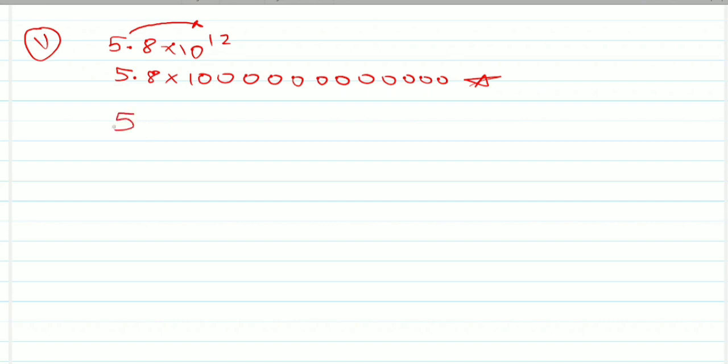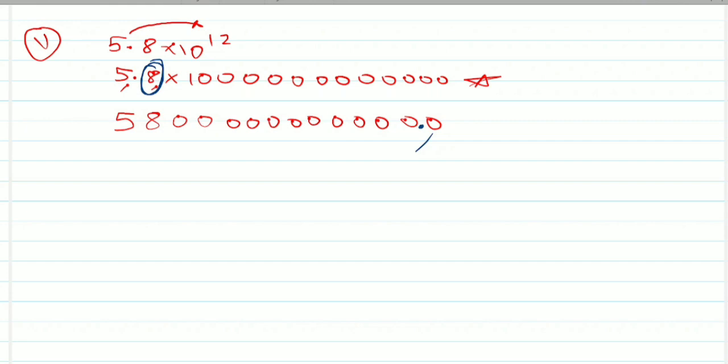Or what you can do, just write 5, 8 and give all the zeros. 5, 8, give all the zeros, 12 zeros. 1, 2, 3, 4, 5, 6, 7, 8, 9, 10, 11, 12. And then think how many digits were there after the decimal point. There was only one. So leave one digit from the end and give the decimal point. The answer is going to be the same.